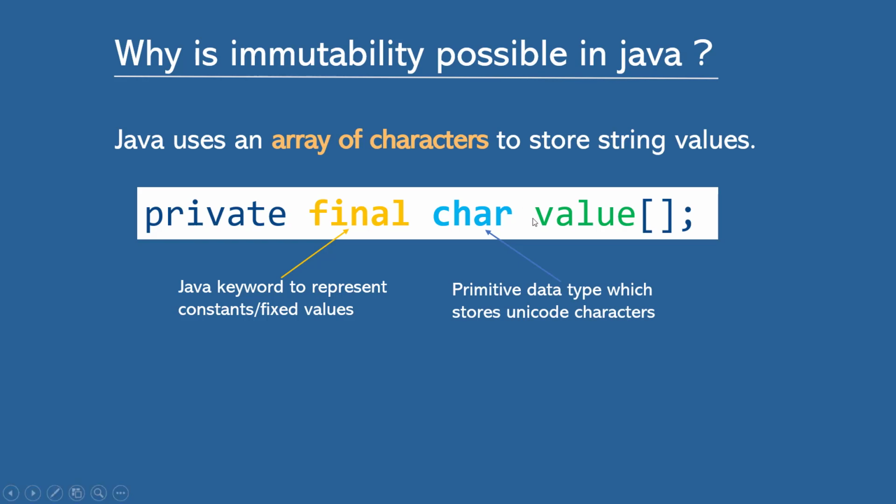So by storing it as such, it is an array. We know arrays are of fixed length. We can't modify the length. By storing it as such, the value cannot be changed. And that's what makes it immutable.